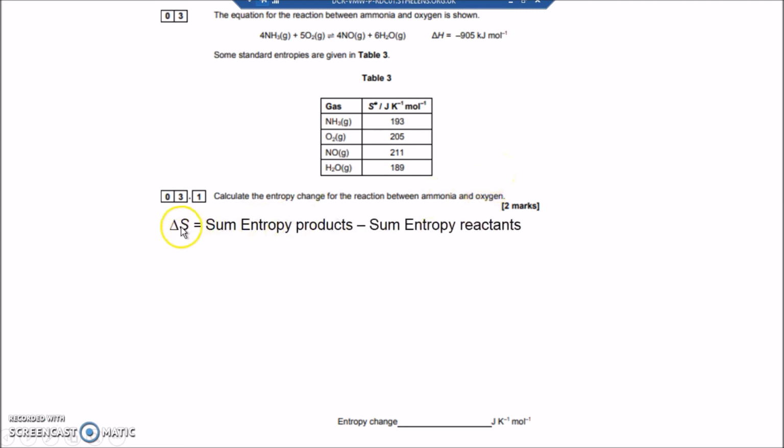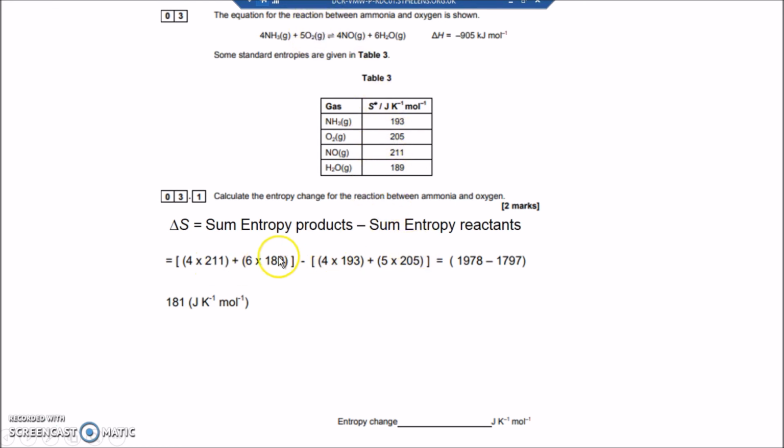Well, first of all, you need to remember that the entropy change is the sum of the entropy of the products minus the sum of the entropy of the reactants. So the entropy change is 4 multiplied by NO, so 4 times 211, and then 6 times water, 6 times 189. So it's 4 times 211, add 6 times 189, that's the sum of the entropy of the products. Take away the sum of the entropy of the reactants. The reactants is 4 lots of NH3, 4 times 193, and 5 times 205.